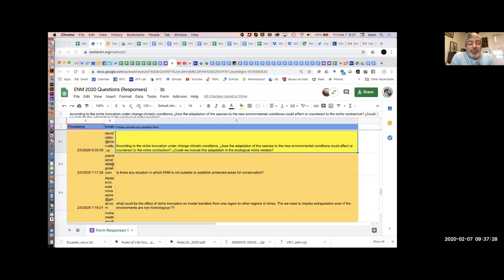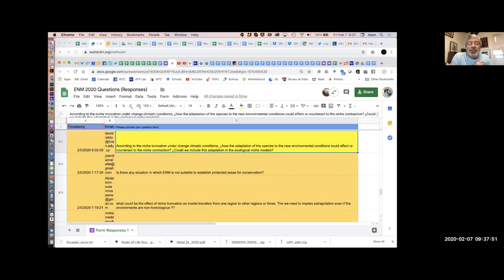Here's another one. According to niche truncation under climate change conditions, how does the adaptation of the species to new environmental conditions affect or counteract the niche contraction? Could we include this adaptation in the ecological niche models?